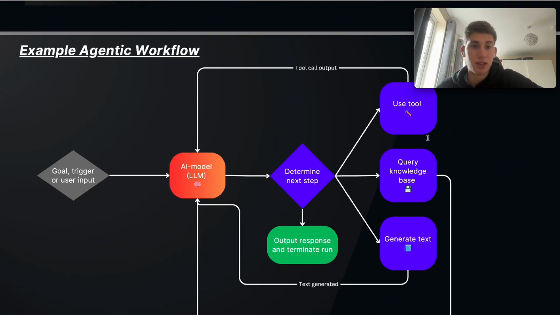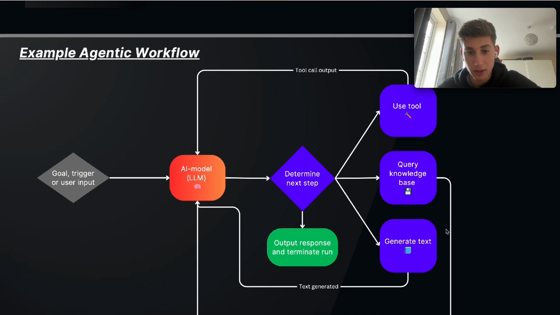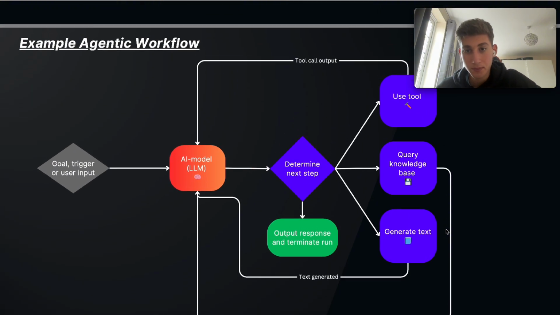Okay, so this is an example agentic workflow. We can see we have the input, and then we have the brain. The brain decides on the next step. The next step can be a tool, querying the knowledge base or generating text. And we repeat this loop until the LLM or the agent decides, okay, we're done, and then we terminate and end the process. So this is a high level overview of how this works.